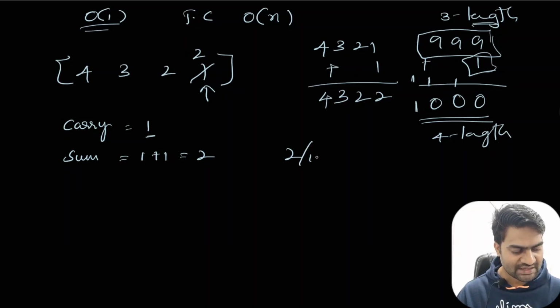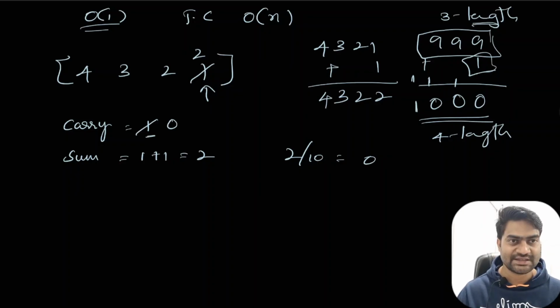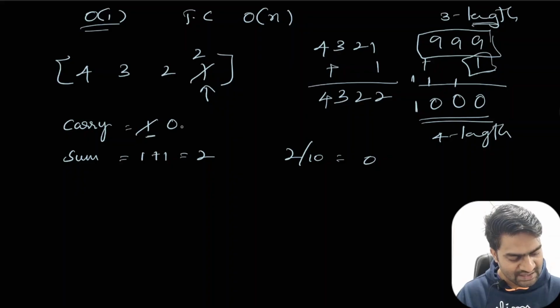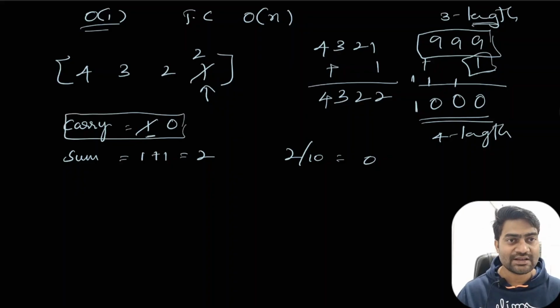If you divide this number by 10, you will get 0 as the carry, since it is not exceeding 10. So I will have to update my carry to 0. Whenever my carry becomes 0, I will simply return my entire array back as the answer. So this is pretty much straightforward. This is a straightforward example.